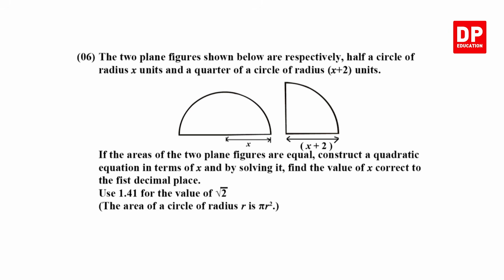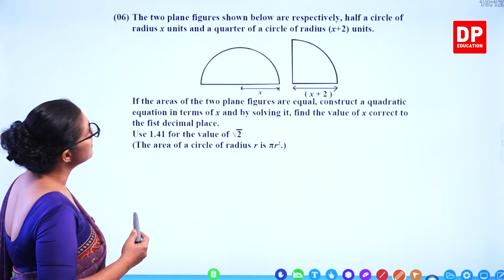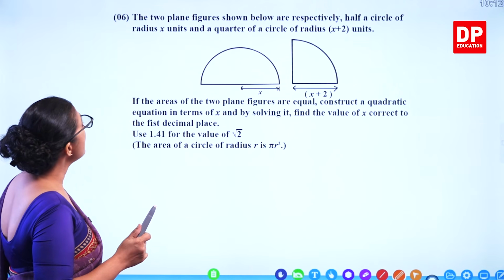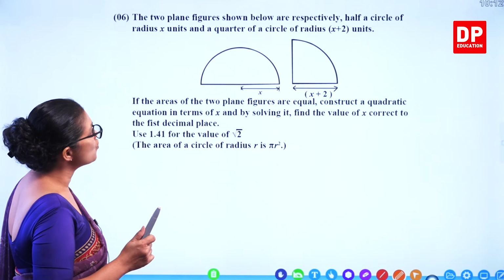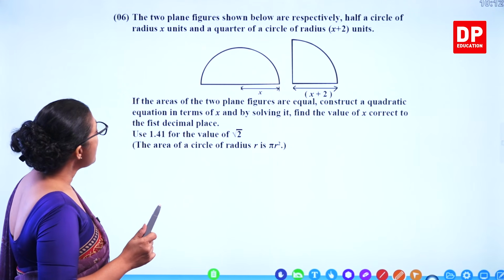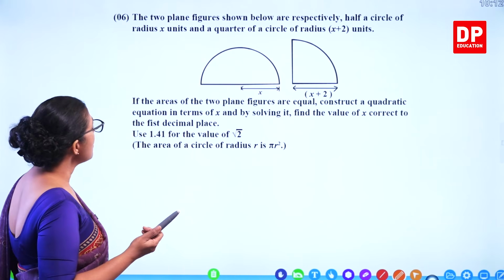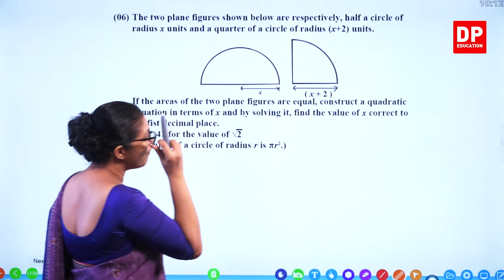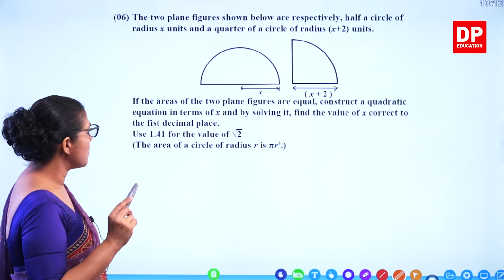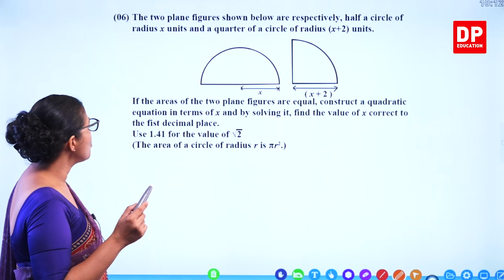Now you can try question number 6. The two plane figures shown below are respectively half a circle of radius x units and quarter of a circle of radius x plus 2. If the areas of the two plane figures are equal, construct a quadratic equation in terms of x and by solving it find the value of x correct to the first decimal place. Use 1.41 for the value of root 2.